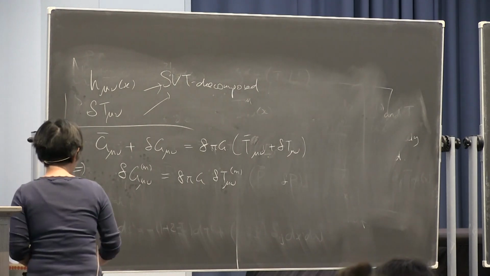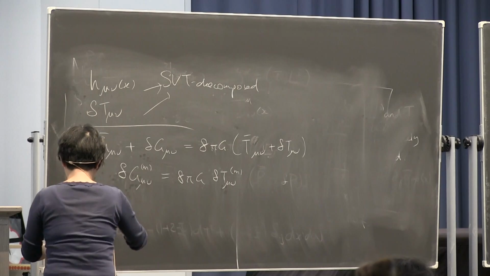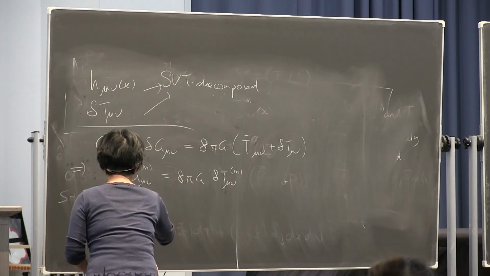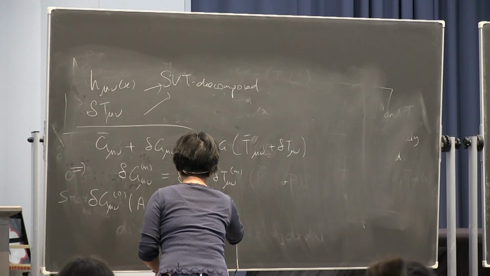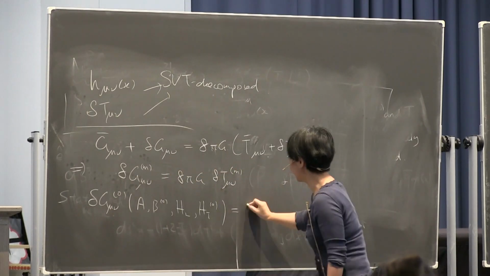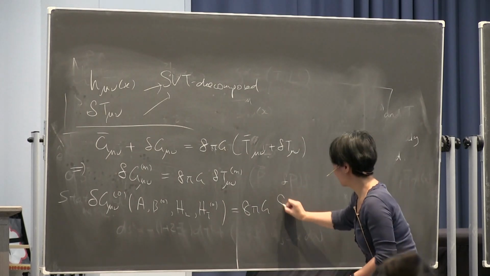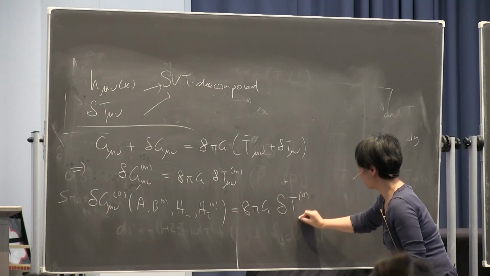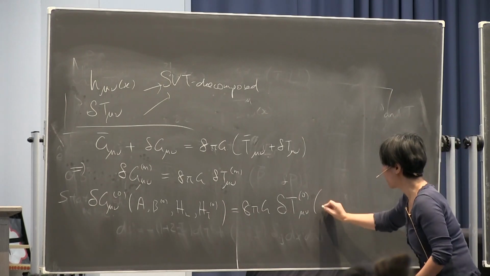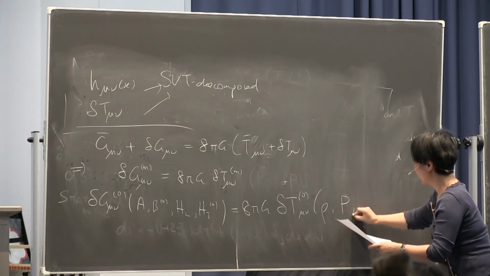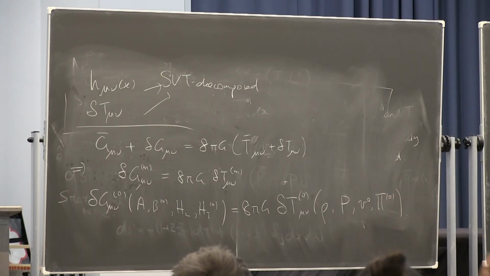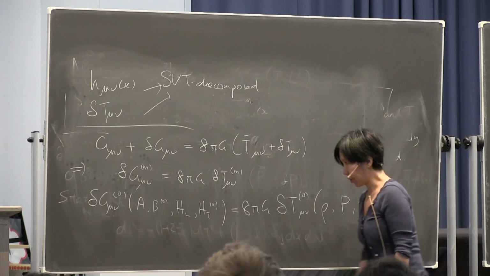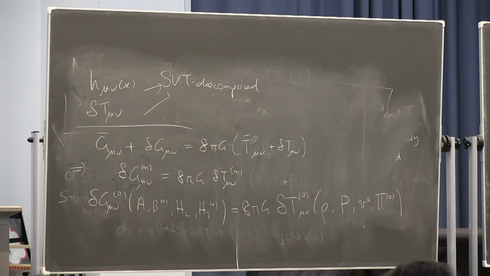Okay, so just to write this out, g mu nu of zero would be exclusively a function of a, b naught, hl, ht naught. And we expect it to be dependent only on the scalar part of T mu nu, which would only depend on rho, p, v naught and the scalar anisotropic stress. Okay, nothing else. And then you can write down a similar relation also for the vector modes and the tensor modes. Okay? And so the rest is just a lot of calculations.